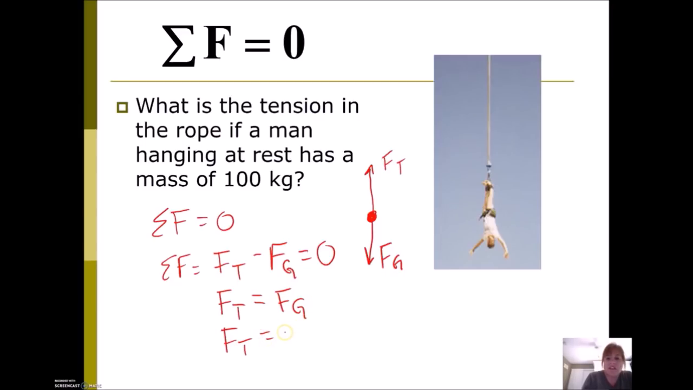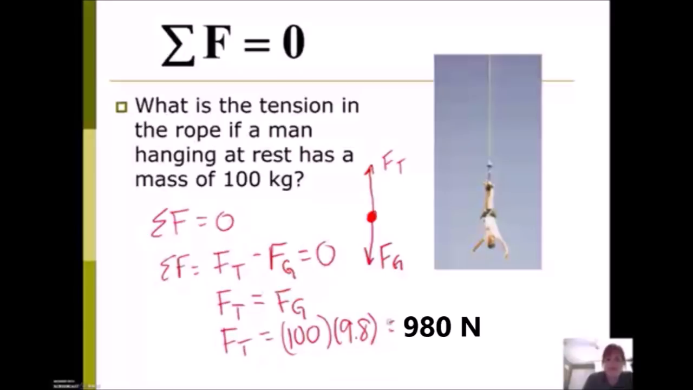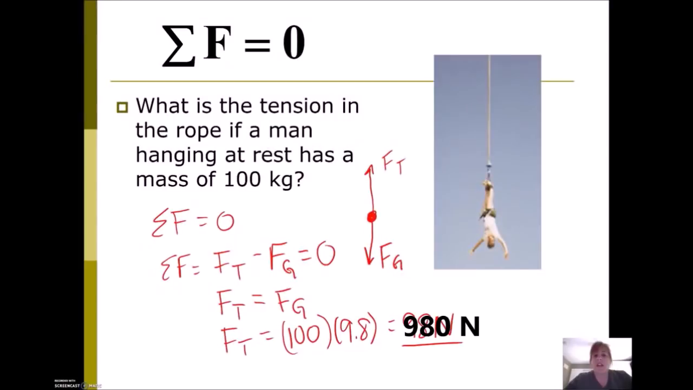The equation for the force of gravity is mass in kilograms times 9.8. So the force of tension in the rope is 980 newtons because this man's at rest, and the forces have to balance or he will accelerate.